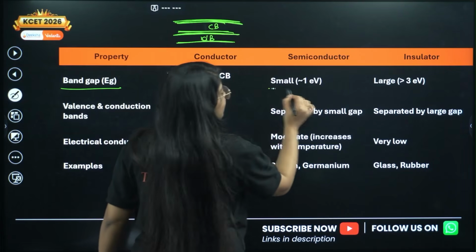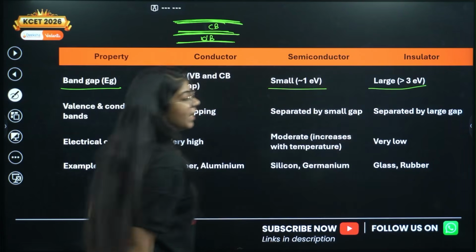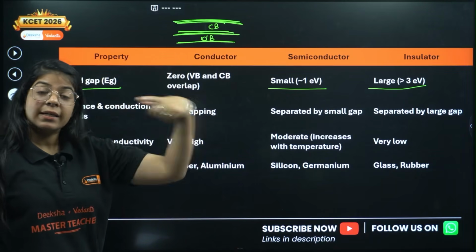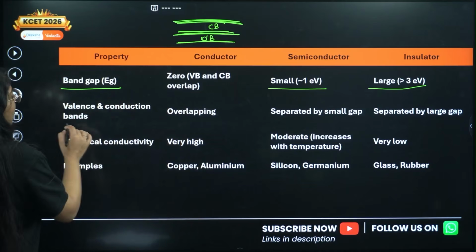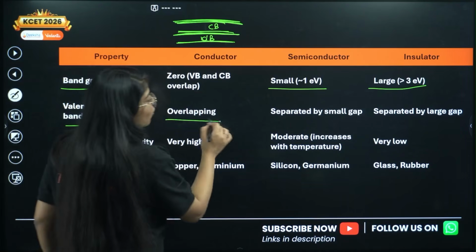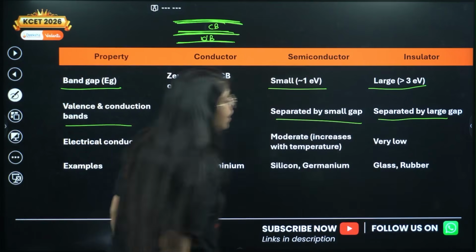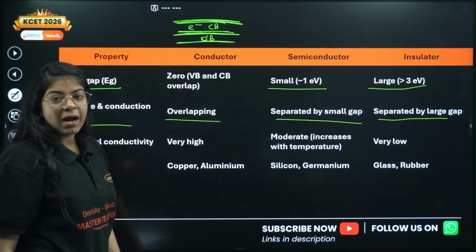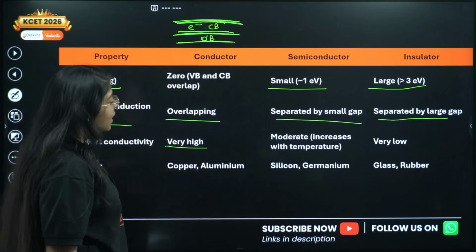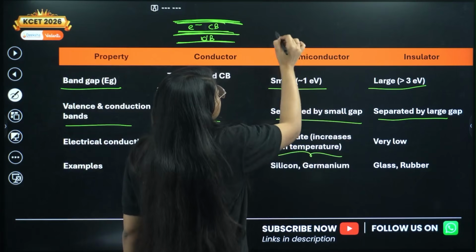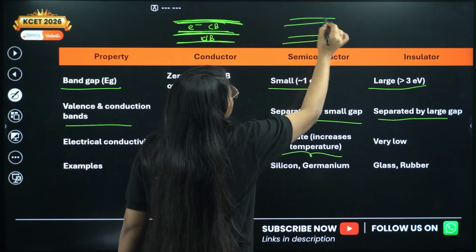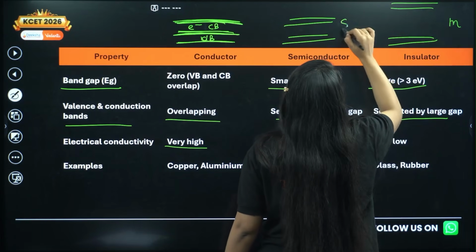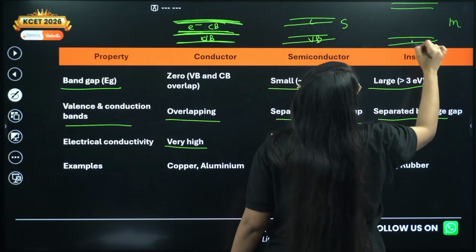For a semiconductor it is very small, but for an insulator it is very, very large. That is why it is hard for electrons to jump from the valence band to the conduction band in case of insulators. Valence band and conduction band overlap for conductors, are separated by a small gap for semiconductors, and by a large gap for insulators. Electrical conductivity is very high for conductors, since electrons can easily travel to the conduction band. For semiconductors it is moderate because the difference is not much. This is the difference of semiconductors, and this is the difference of insulators.